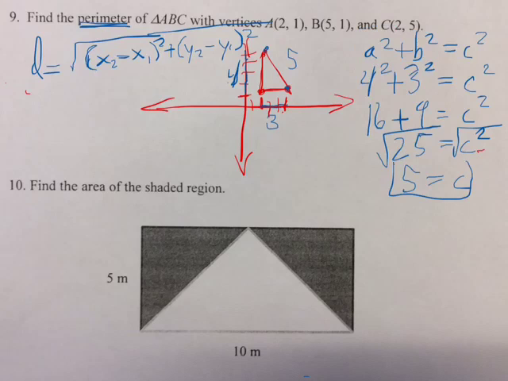So now that we have all 3 sides, I still need to find the perimeter by adding this up. So it's 5 plus 3 plus 4. 12. And that's going to be 8 plus 4, 12.